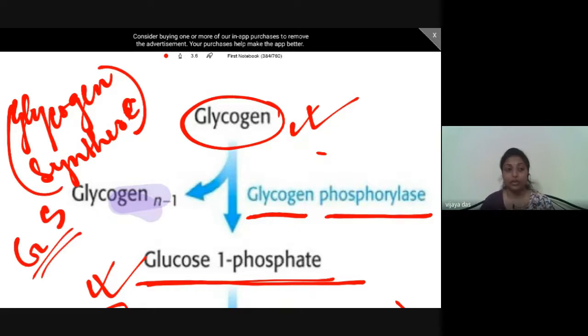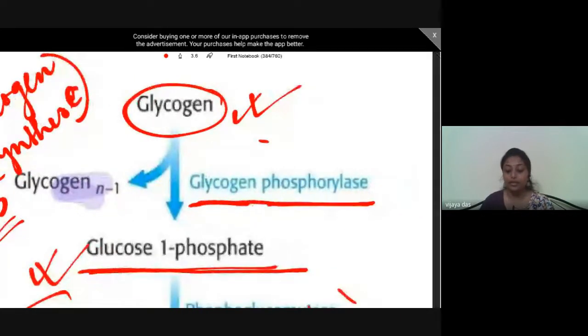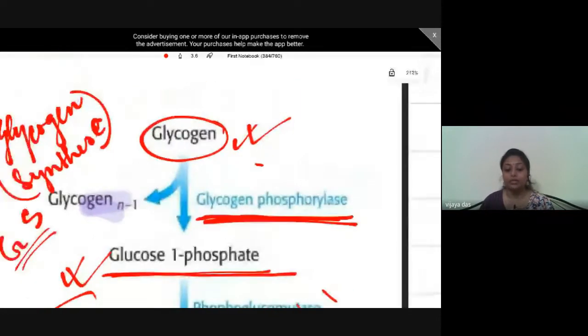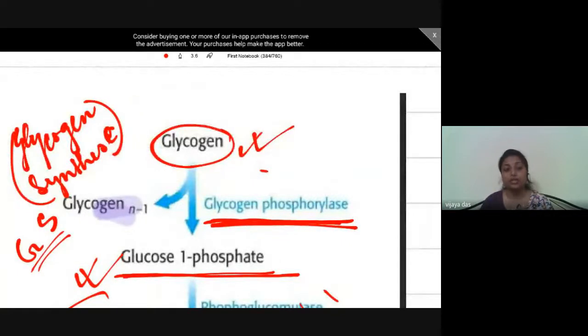But if you are doing the reverse process, that is, if you are breaking the glycogen to give rise to glucose, then the enzyme you will require is glycogen phosphorylase. These two enzymes are just the opposite. Glycogen synthase is synthesizing glycogen, and glycogen phosphorylase is breaking the glycogen. Correct? And these two enzymes actually inhibit each other, which means that if glycogen phosphorylase is active, then glycogen synthase will become inactive.